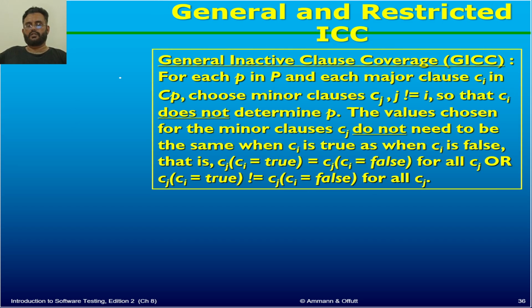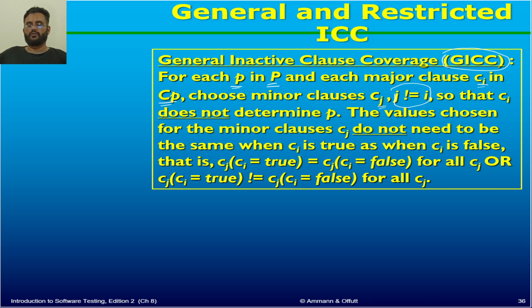Now we discuss the special case of the general inactive clause coverage. As we had the general active clause coverage, similarly we have the general inactive clause coverage, and it is abbreviated as GICC. The first 3 lines are the same: for each predicate p in the set of predicates P, and each major clause Ci in the set of clauses Cp, choose minor clauses Cj such that j is not equal to i, so both cannot be the same. And the next condition imposes that Ci does not determine p.